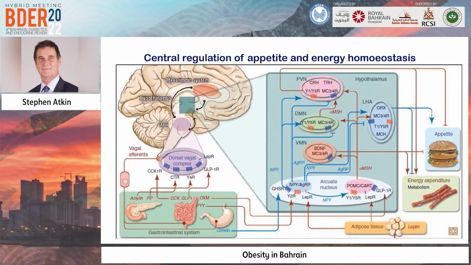However, what has become abundantly clear is that the central regulation of appetite and energy homeostasis is a very complex situation. And I'm not going to go into detail here, but it is a combination of the brain, of sensations, the pancreas, the gut, and the stomach, all of which are producing a myriad of different protein regulatory factors.